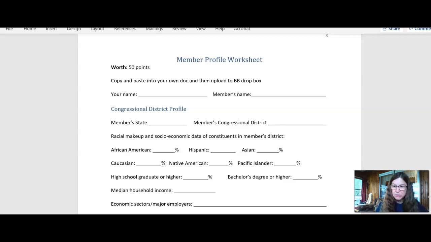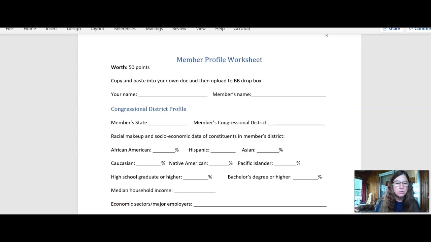It's several pages long because it includes some websites that you may want to use in the completion of this. But the project isn't terribly long. So you want to copy and paste this worksheet into your own document. That way you can work on it, save it, and then upload it to the appropriate Blackboard box at a later date. So fill in your information here.